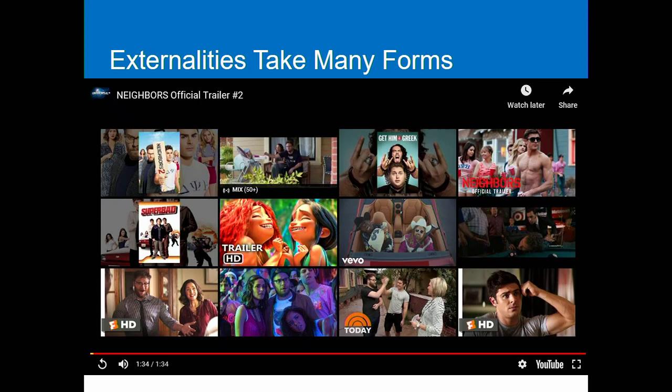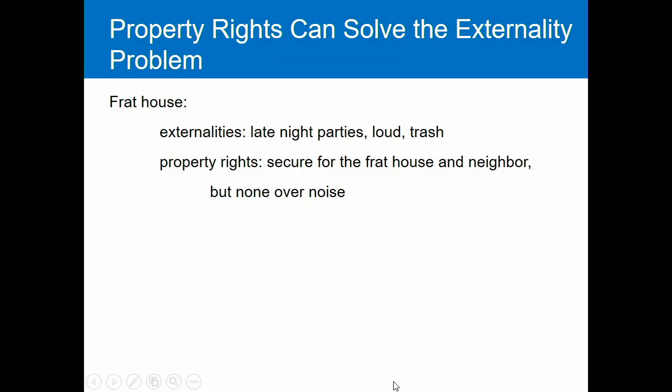The whole conflict in this movie is being caused by externalities created by the fraternity moving in next door. So what are they doing? They're having these late night parties. They're making it very difficult for the neighbors to live. There's a lot of noise, very loud all the time, a lot of trash, a lot of cars parked up in the neighborhood. These are things that bother their neighbors.